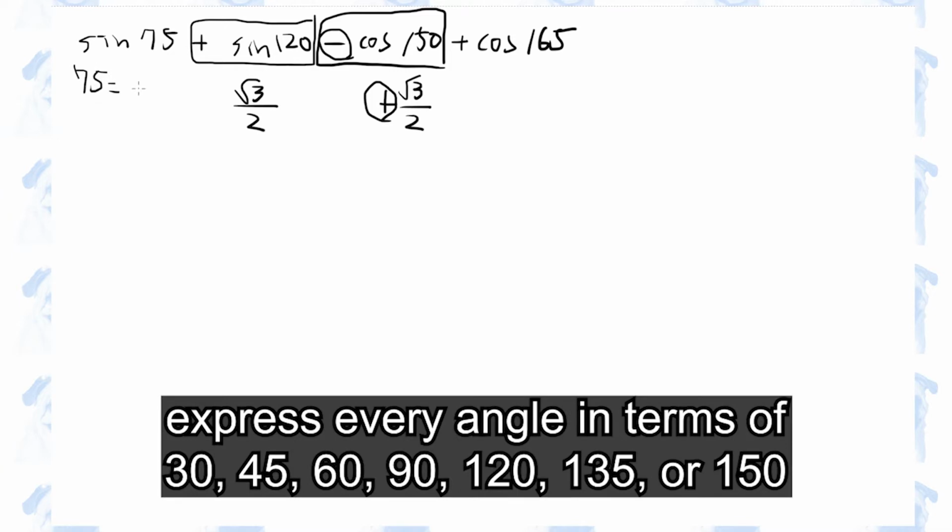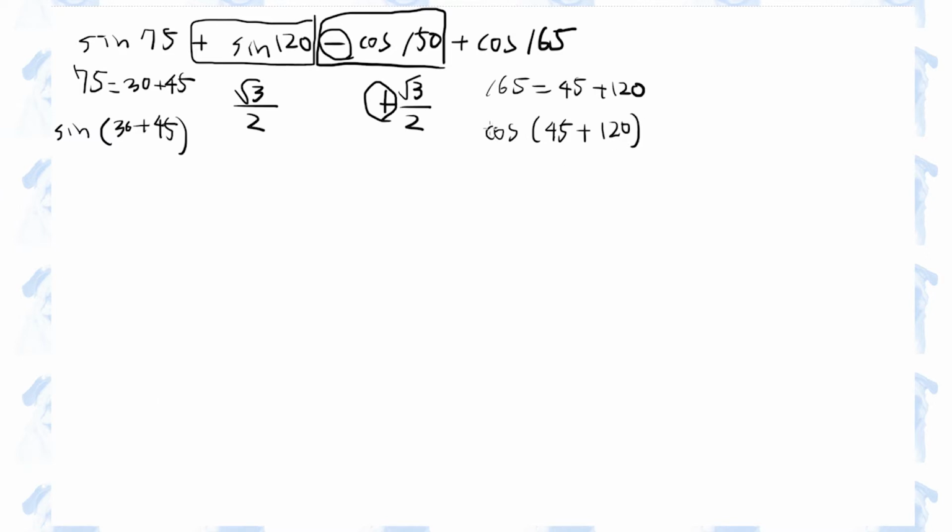75 can be expressed in terms of 30 and 45, and 165 is 45 plus 120. So sine 75 degrees is sine of 30 plus 45 degrees, and cosine 165 degrees is cosine of 45 plus 120 degrees. And let's use the angle addition formulae.